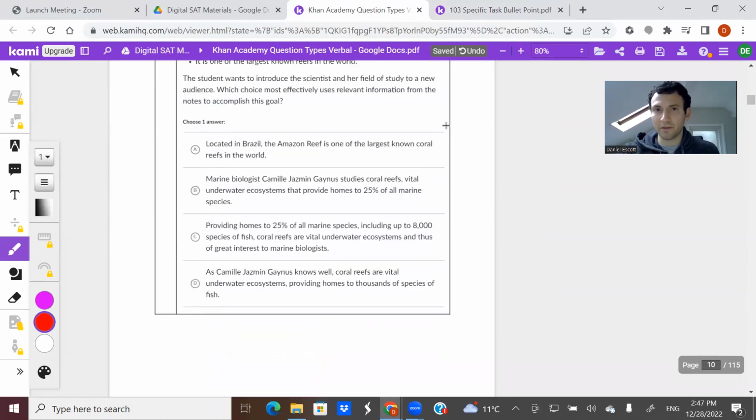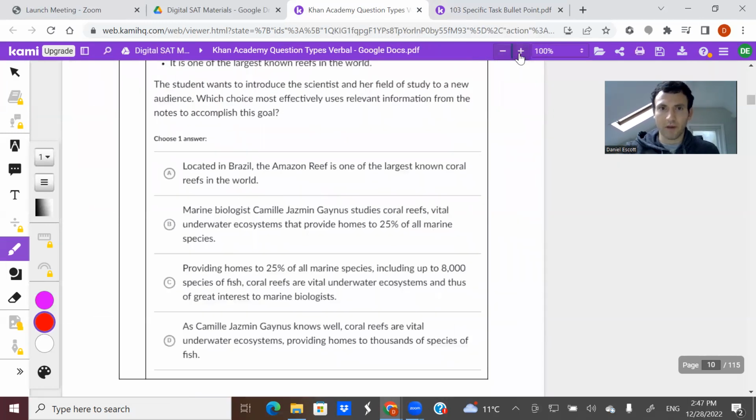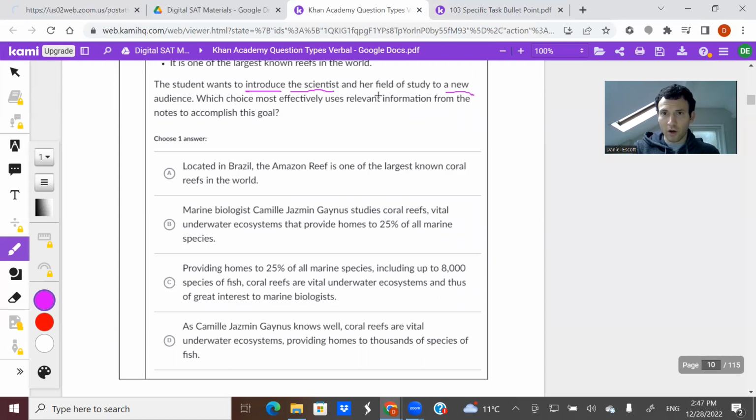Again, we're not even going to look at the bullet points. We're going right to the question. Okay, and we just need to identify exactly what the question wants, find an answer choice that executes on the entirety of it. The student wants to introduce the scientist and her field of study to a new audience. Okay, so we have to explain who the scientist is and what she does to a new audience. Which choice most effectively uses relevant information from the notes to accomplish this goal?